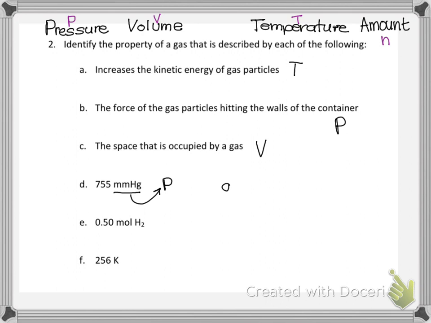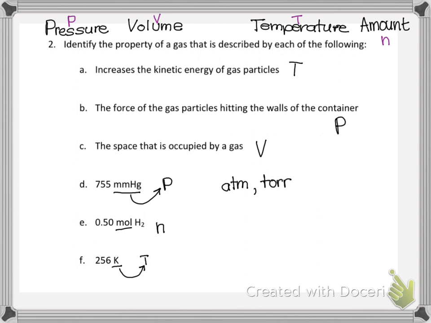Other units that you would most likely encounter in this chapter could be atmospheres and then torr. Those are the 3 most common that we use. And then letter E is moles. That's the amount, so that is n. And then K is Kelvin, which is the unit for temperature.